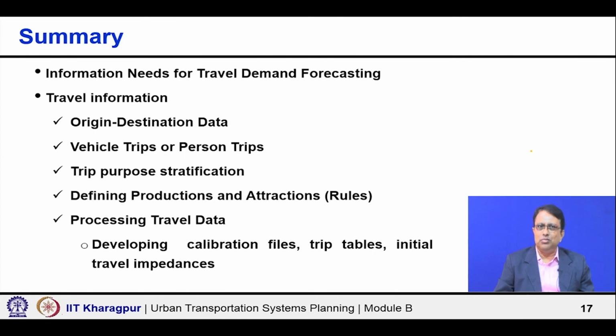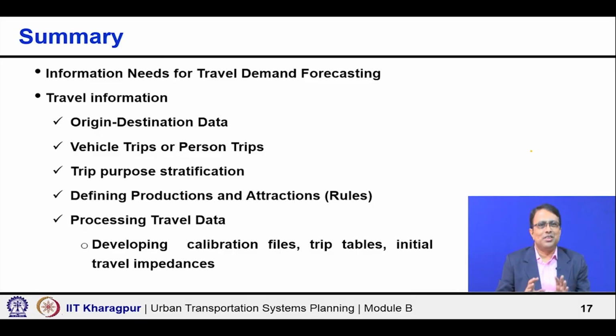Then we said something very clearly: how origin, destination and production, attraction may be the same or may be different. They may not be the same if there is a home end in either origin or destination. If there is a home end, whether it is origin or destination, the trip is always produced at home and gets attracted to the other end. And if neither origin nor destination is a home end, then the trip is produced at the origin and gets attracted at the destination.